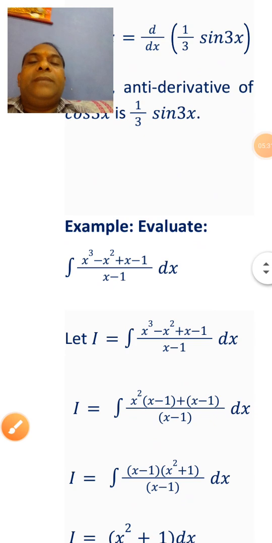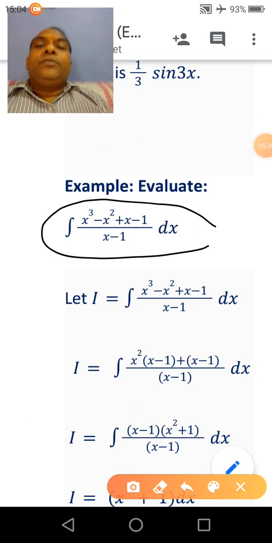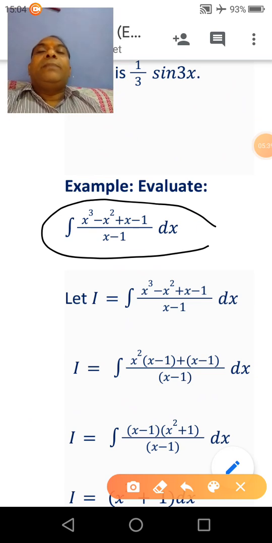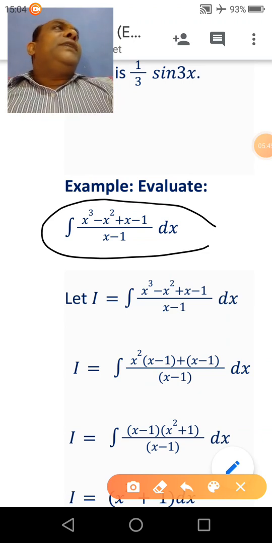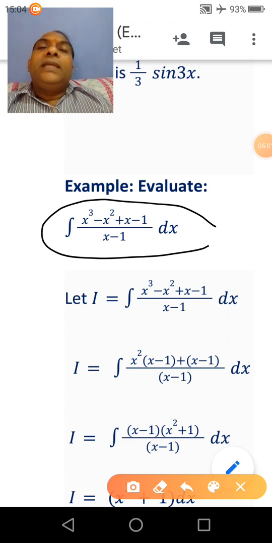See the example. Evaluate. You have to integrate this portion. Integration of (x cube minus x square plus x minus 1) upon (x minus 1) dx. So in case of integration, we have to convert the given question in integrable form. Integrable form means which can be integrated, for which formulas you have available. So in case of integration, there is no quotient rule. Clear? So you have to convert the given question in integrable form.